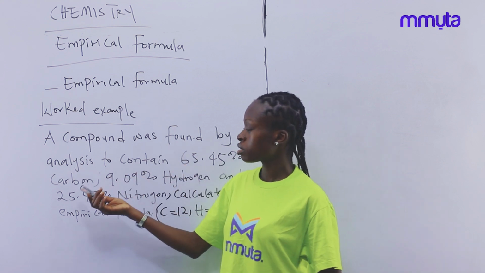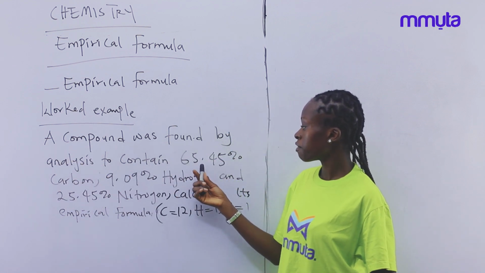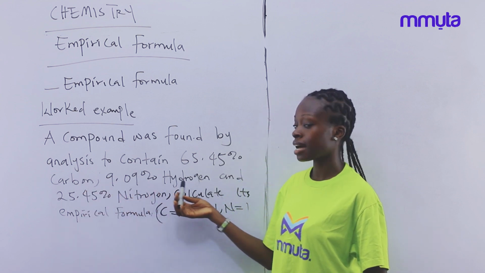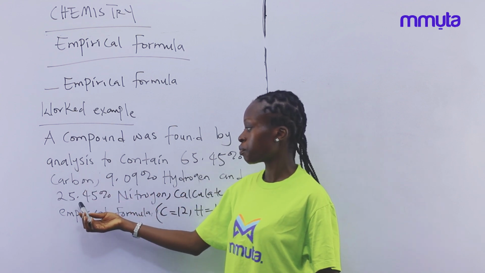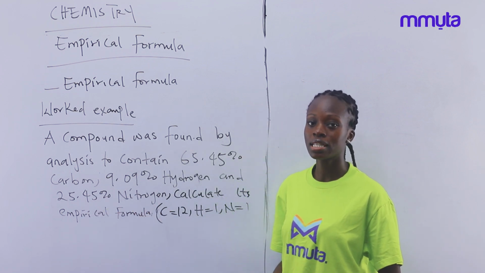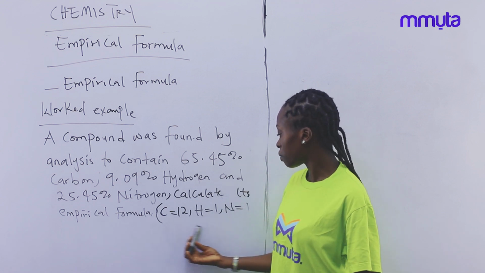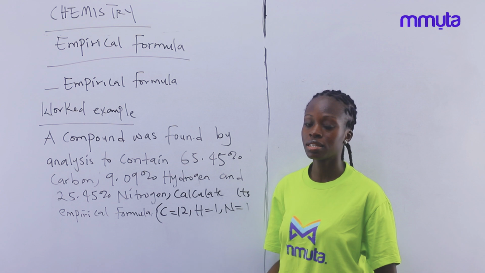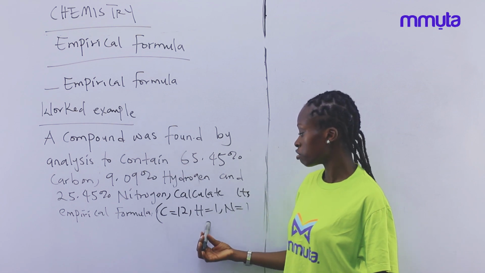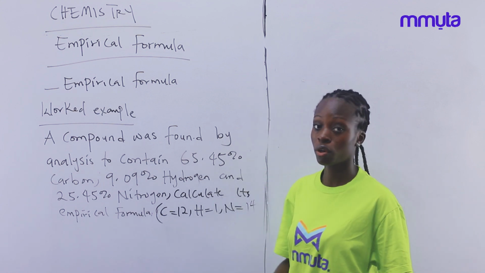The question says a compound was found by analysis to contain 65.45% carbon, 9.09% hydrogen, and 25.45% nitrogen. Calculate its empirical formula. If you look at this question, they have already given us the relative atomic mass of each of the elements. For carbon, it's 12, for hydrogen, it's 1, and for nitrogen, it's 14. Now we're going to solve it.